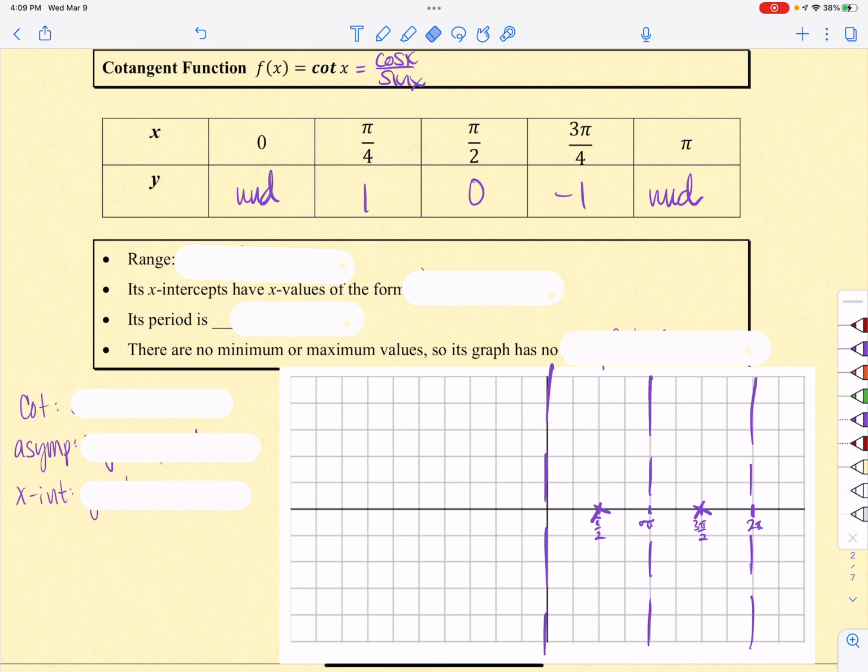All right, so what that means then is that pi over 4, which is right here in the middle of 0 and pi over 2, at pi over 4, I'm going to be graphing somewhere up here at 1. At 3 pi over 4, I'm going to be graphing down at negative 1. Now I'm just going to go ahead and give you the shape of your cotangent graph.